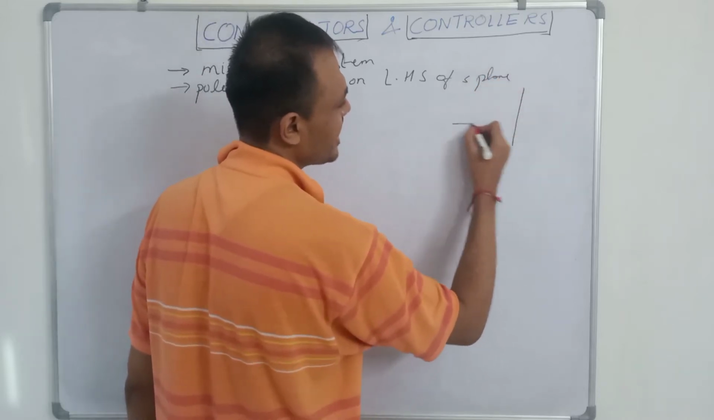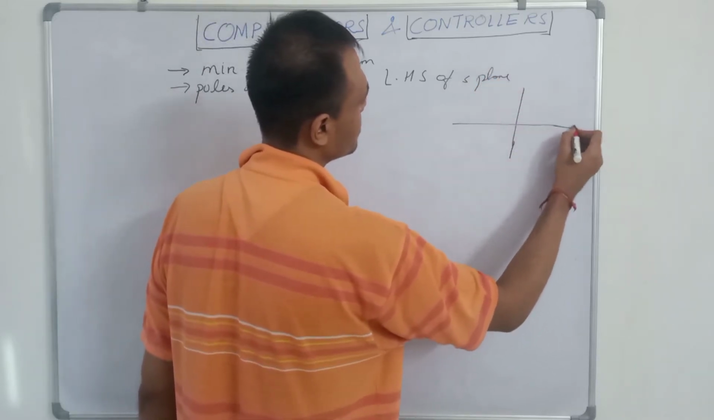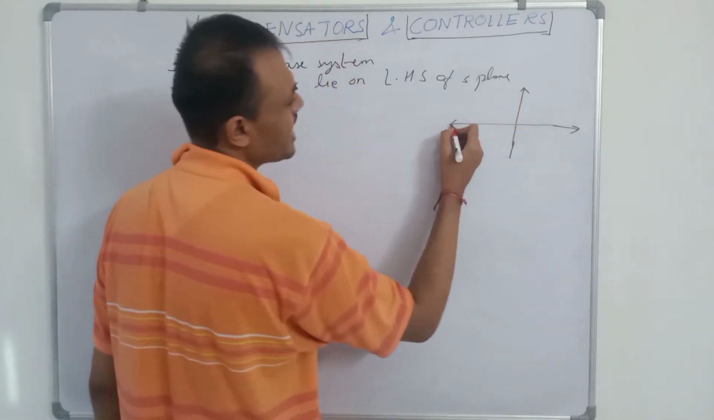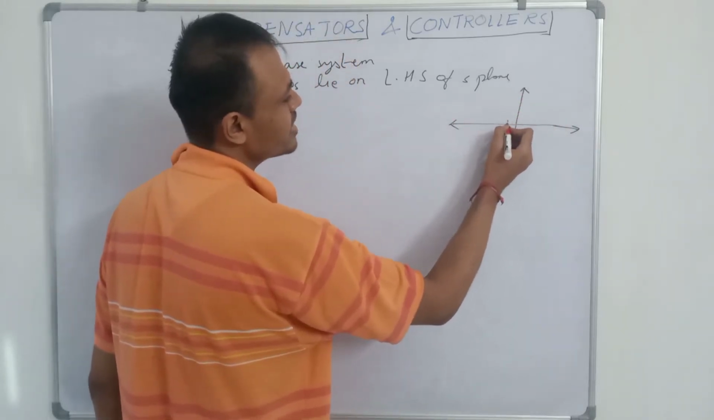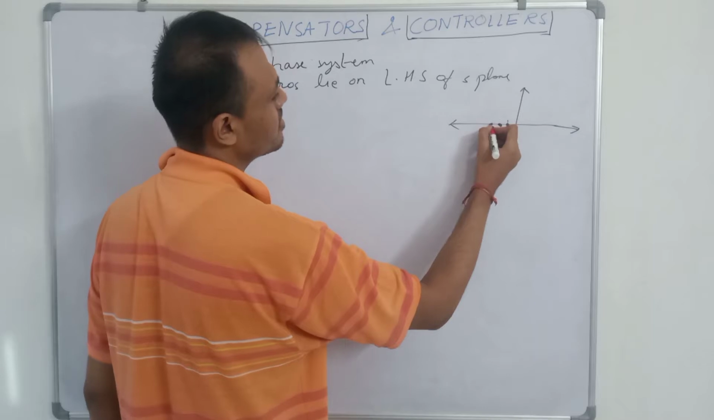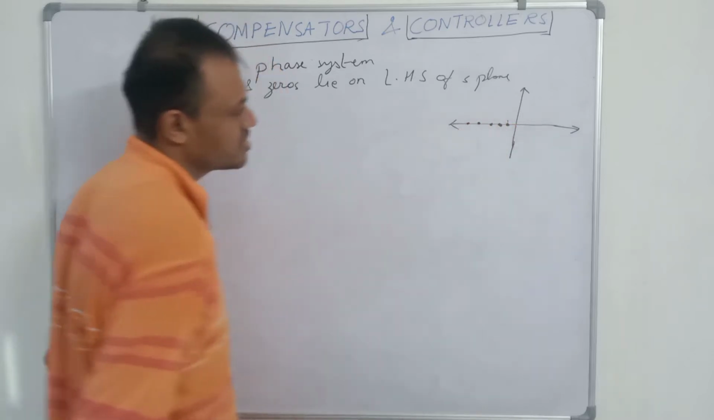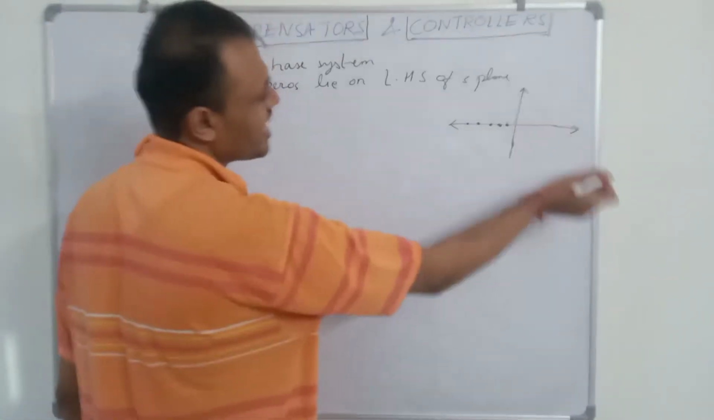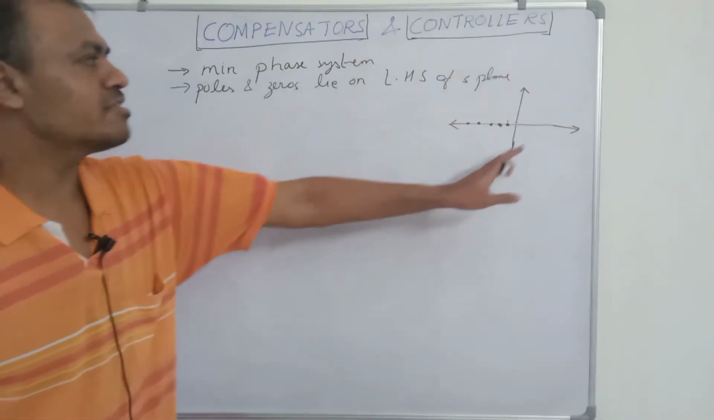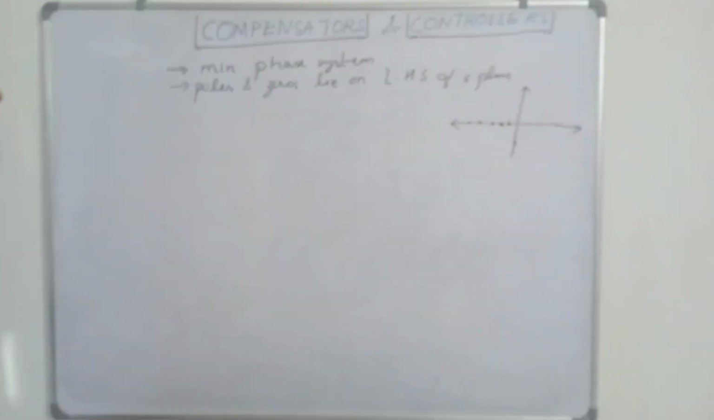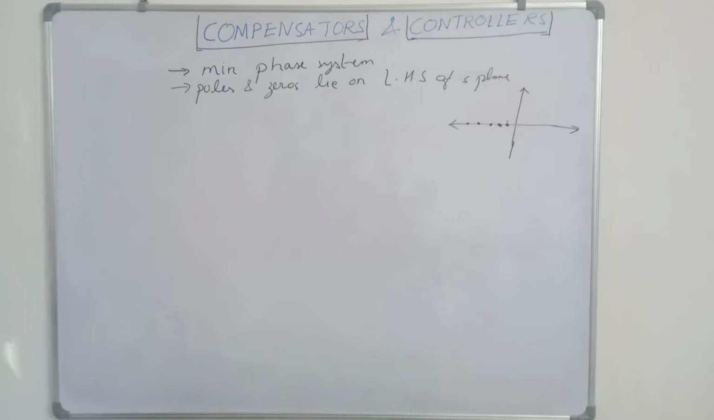If this is an S plane, then poles and zeros lie only on the left hand side. Poles and zeros do not lie on the right hand side of the S plane. So this is the minimum phase system.